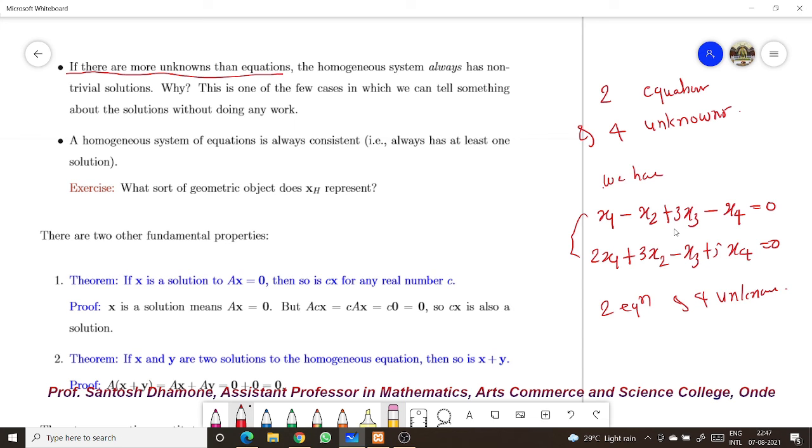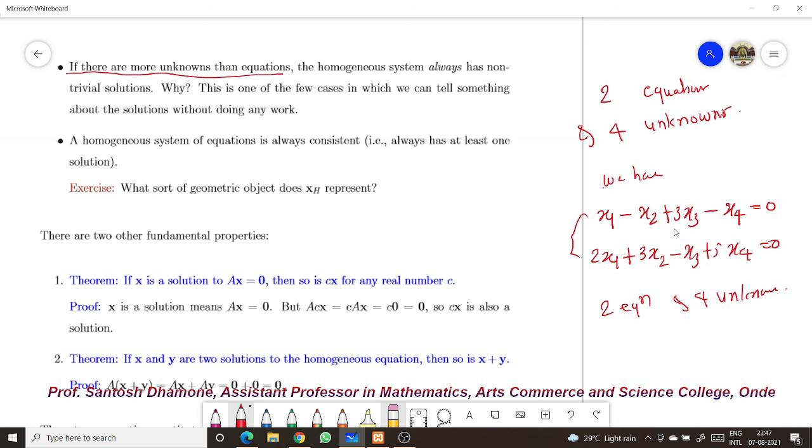Next theorem. If x and y are two solutions to the homogeneous equation, then the sum of the two solutions is also a solution of the homogeneous system of equations. If x and y are two solutions, then x plus y is also a solution of that homogeneous system.